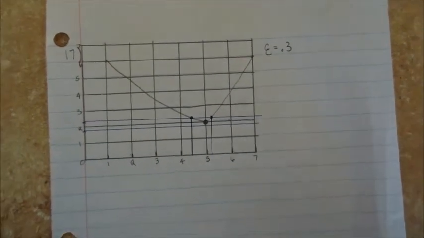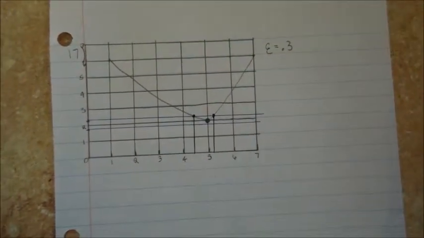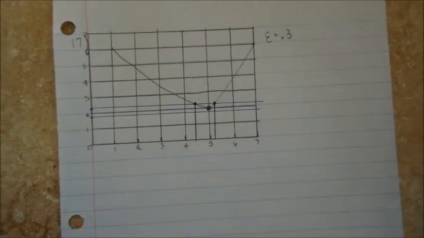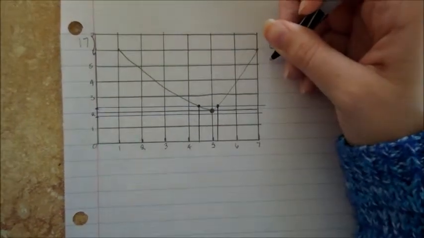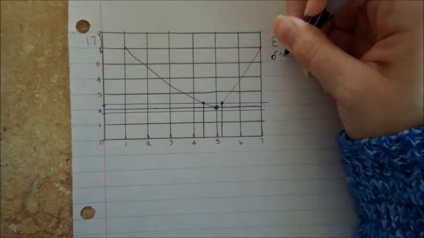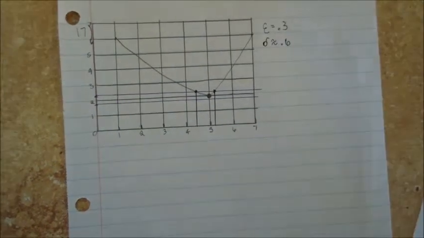After having drawn in all my lines, I would say that delta is approximately 0.5 away from the limit. So you can write delta is approximately 0.6.